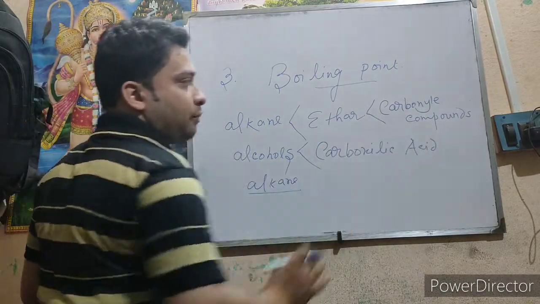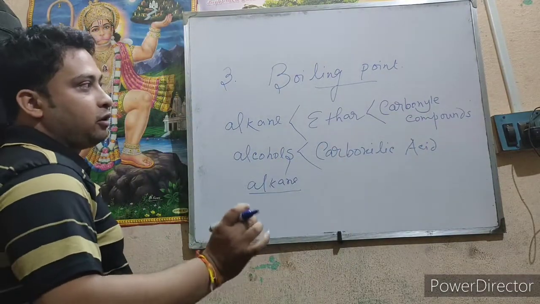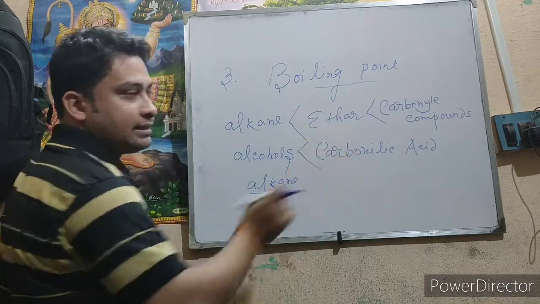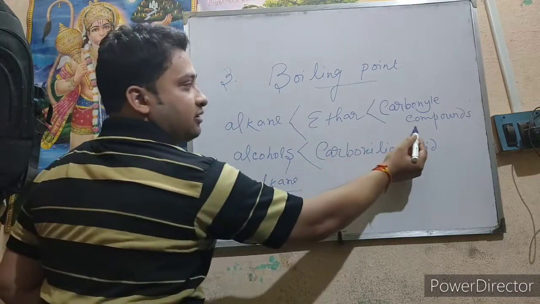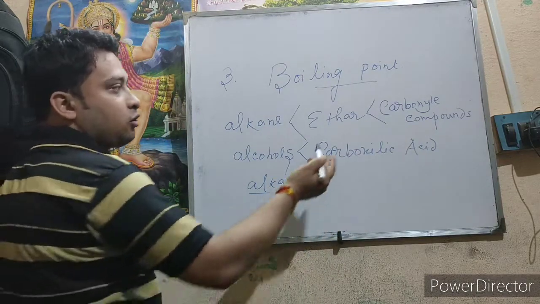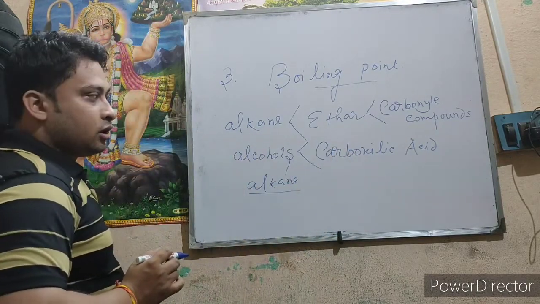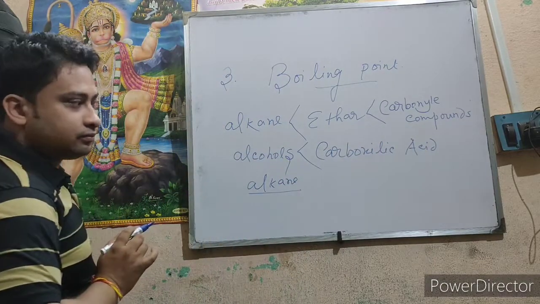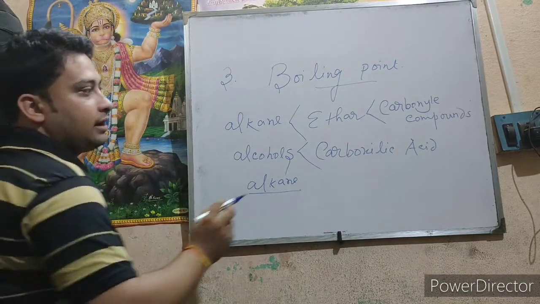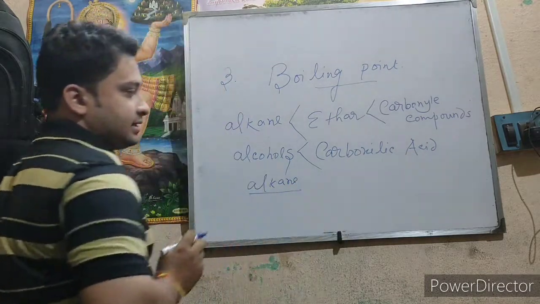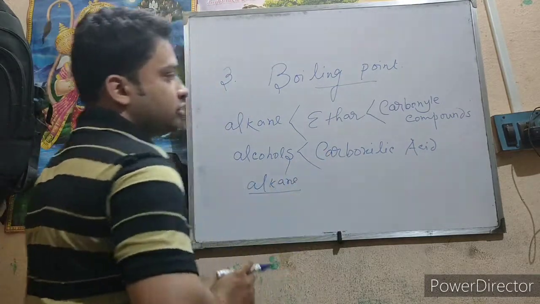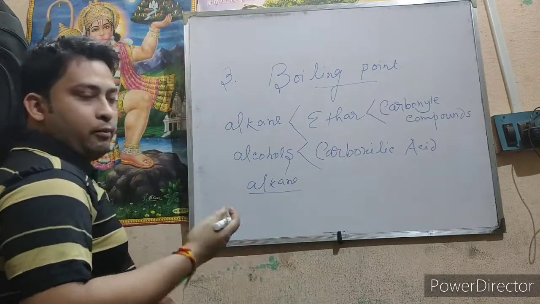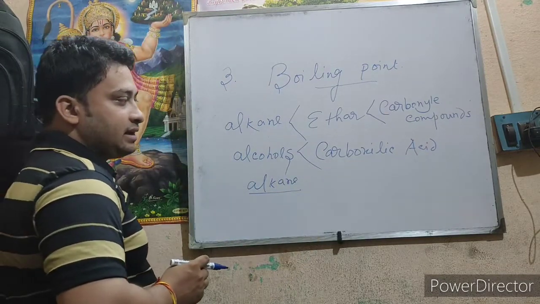And in carbonyl compounds, the dipole-dipole attraction is stronger than in ether. Then we come to the alcohols. If we compare alcohols and carboxylic acids, we find that carboxylic acid shows the higher boiling point. What is the reason behind it?